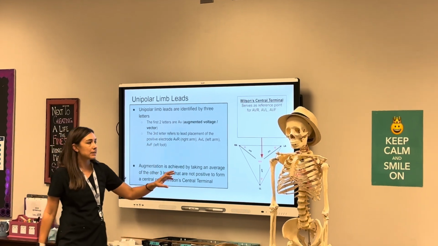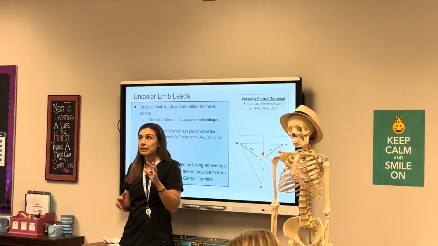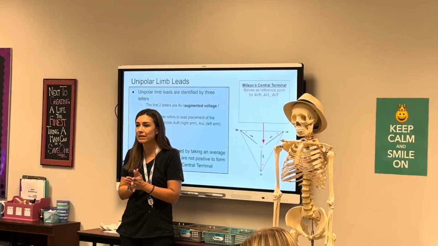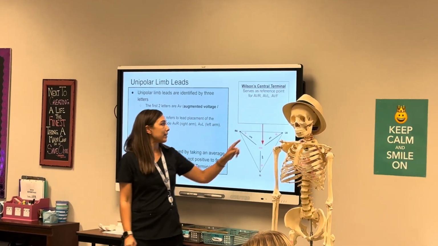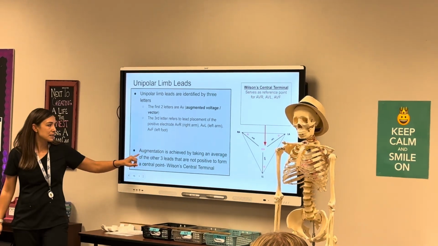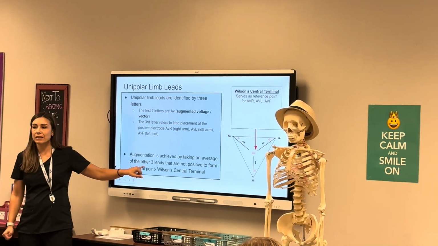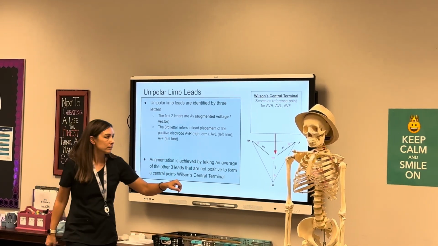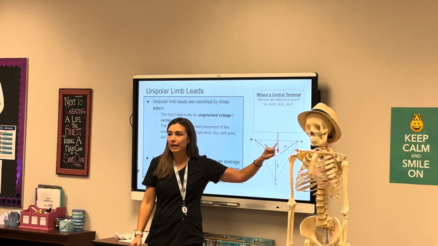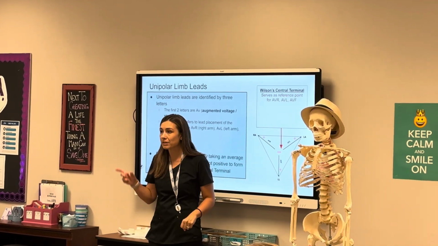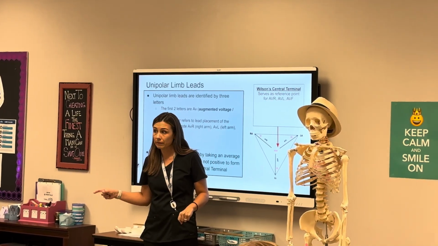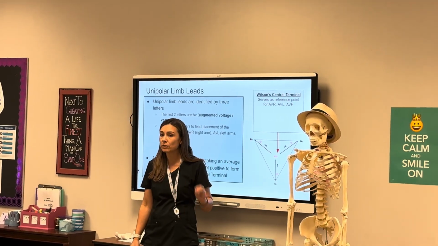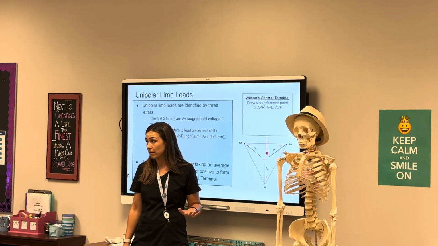Where it's pulling from is that we are now going to create this imaginary central terminal called Wilson Central Terminal, okay? That is a reference point made by averaging the 3 leads together, the 3 electrodes. We still are dealing with RA, LA, and LL because these are still limb leads. They're just unipolar. So we have this imaginary negative center called Wilson Central Terminal, or WCT.